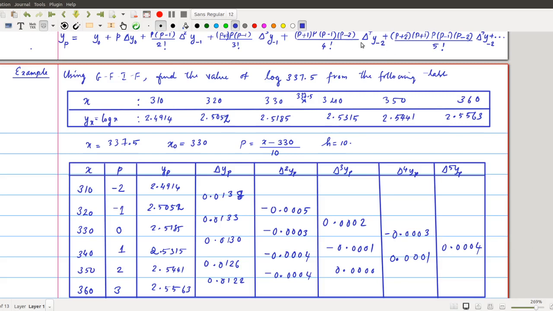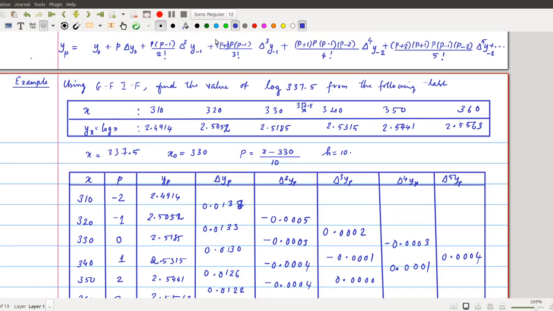Now we evaluate this formula. In order to evaluate it, we need to get y naught first. y naught is the image of x naught. We have set x naught as 330, so this is our y naught, the value 2.585. We take this as our x naught, and y naught is this one.